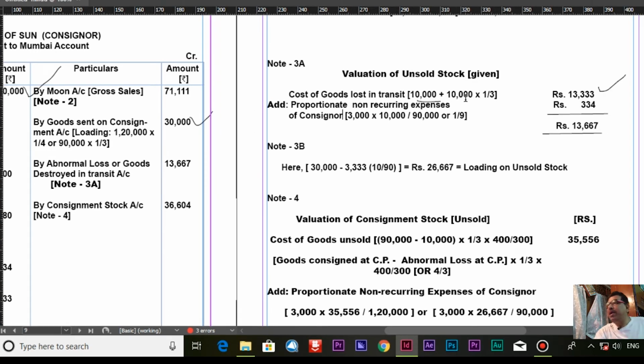Therefore, I have to calculate valuation of unsold stock. Cost of goods lost in transit is given rupees 10,000, but it is the cost, and I have to charge loading to cost. Therefore, we get 10,000 plus 10,000 into 1/3, that is 13,333. It is at invoice. Now I have to add proportional non-recurring expenses of consignor.